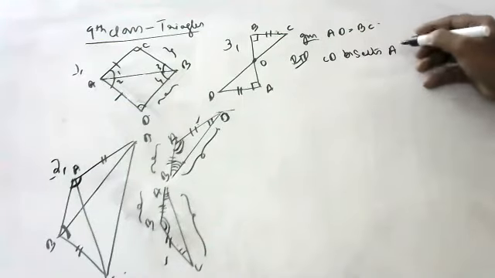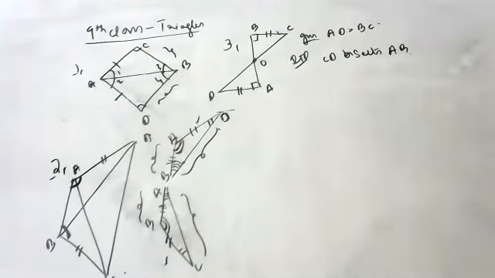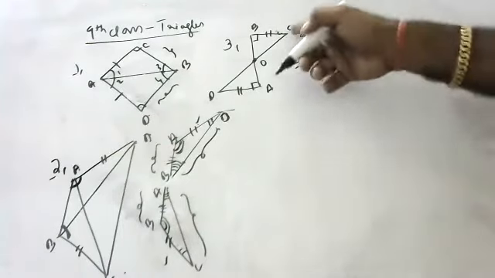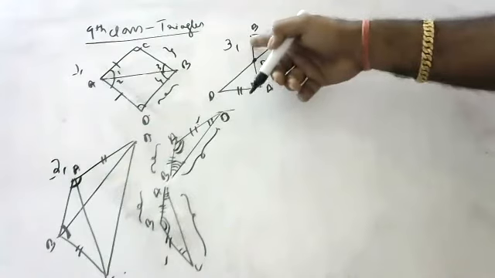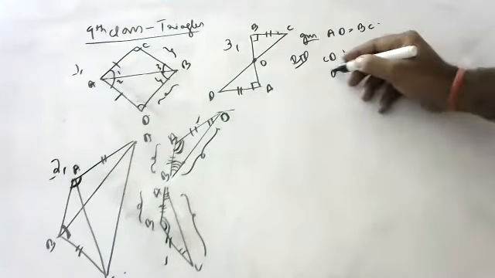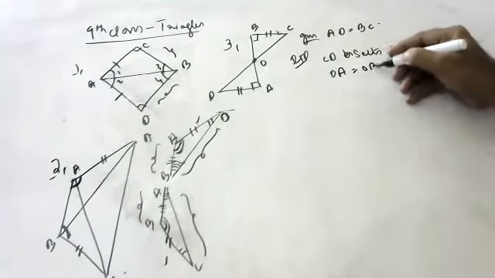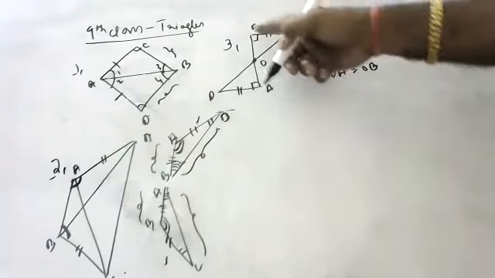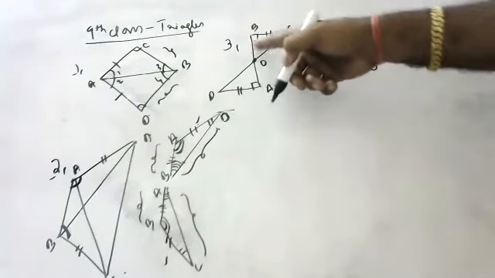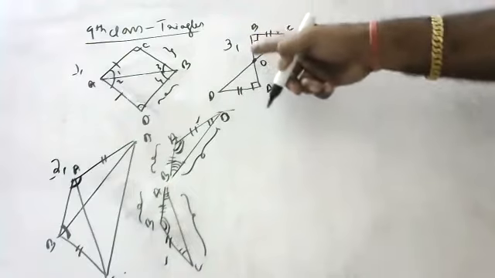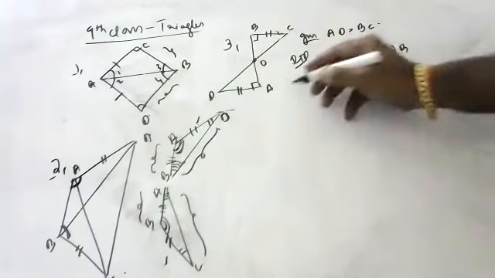CD bisects AB means what, anyone? What is the meaning? CD bisects AB means we have to prove that OA is equal to OB, or OB is equal to OA. Children, CD bisects AB means we have to prove that this and this are equal. Let's prove, children.